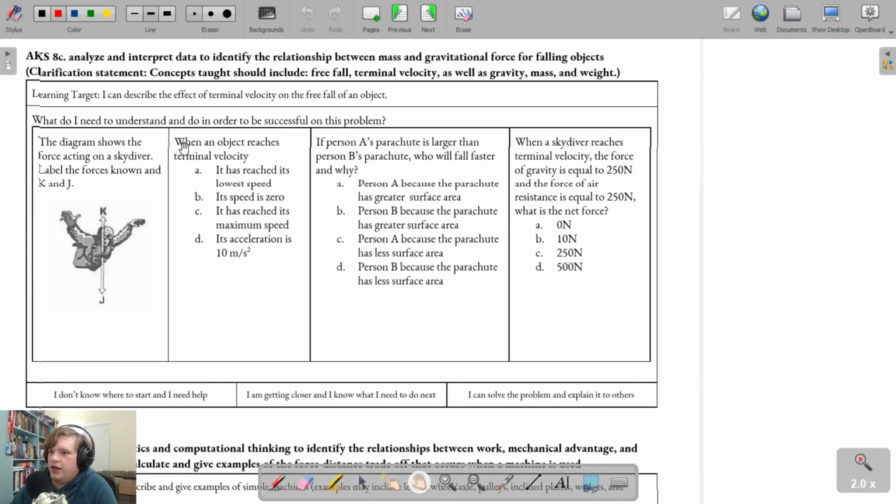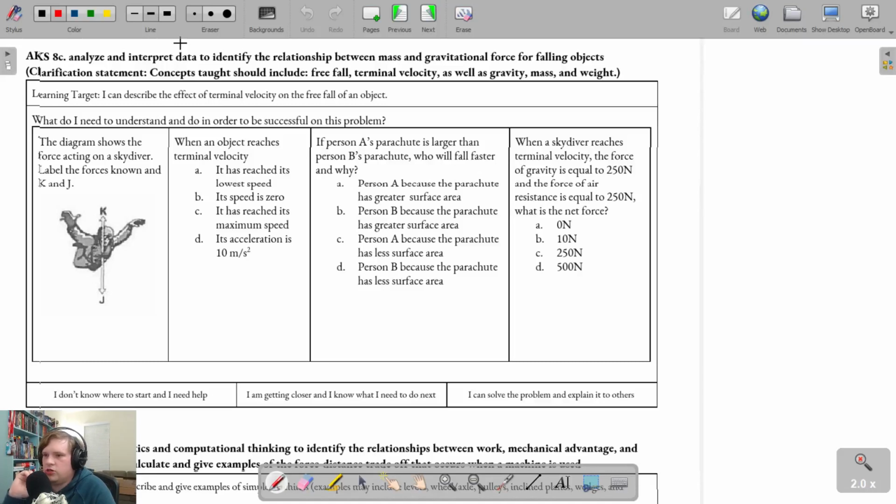Learning target: I can describe the effect of terminal velocity on the free fall of an object. Okay, terminal velocity. We know terminal velocity is when your air resistance and your gravity are equal. There's no net force, therefore there's no acceleration. Therefore, you are the fastest you can go.